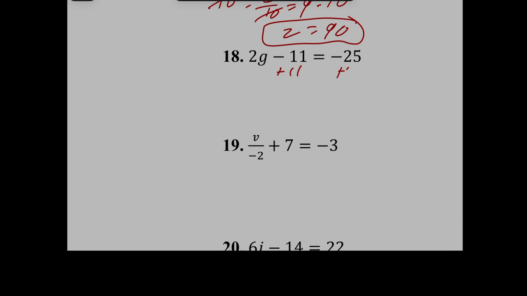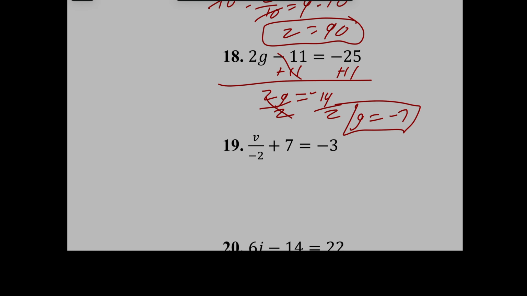I'm going to add 11 to both sides because I want numbers on one side, letters on the other. So there's my letter term. Now signs are different, so I'm going to subtract. Keep the sign of the bigger number. Boom, boom. G equals -7.